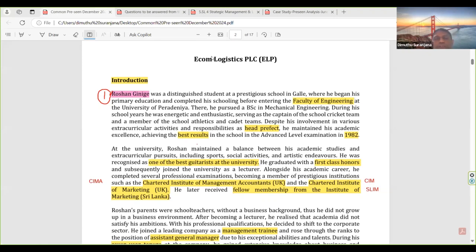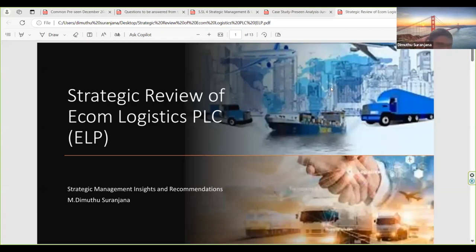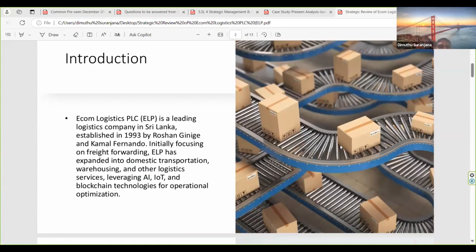Right, so give me 1 second, guys. If I summarize what we have discussed through the presentations, through the strategic view of the e-com logistics PLC. If you look at the background, this is one of the leading logistics companies in Sri Lanka. It was established in 1993 by Prem Roshan Giri and Kamal Panandu. Initially they were focusing on freight forwarding.